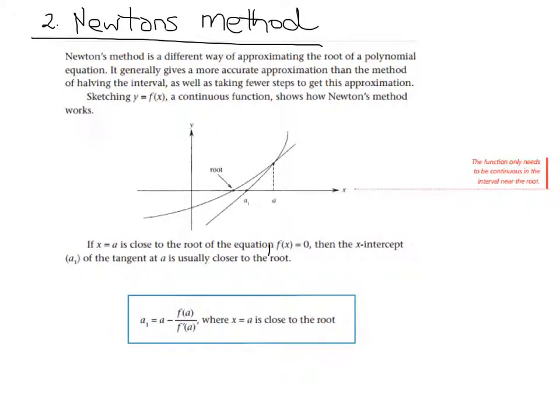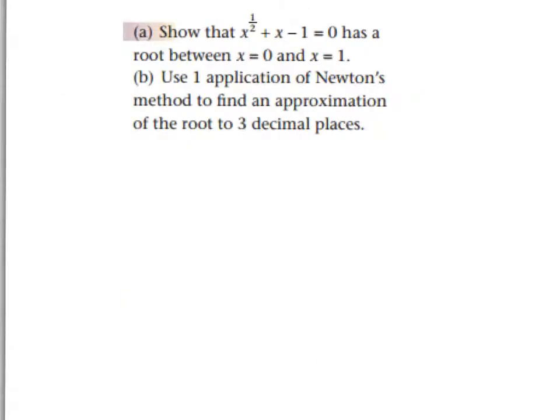So you don't have to worry about finding the equation of that tangent there. We have a formula, and the formula is written down here. So to find the location of A1, we take A minus f of A over f dash of A. So we've got to find the derivative of the function. So question 1 is written above. You can write this example down. And it shows that this function has a root between x equals 0 and x equals 1, and then use one application of Newton's method to find that approximation.